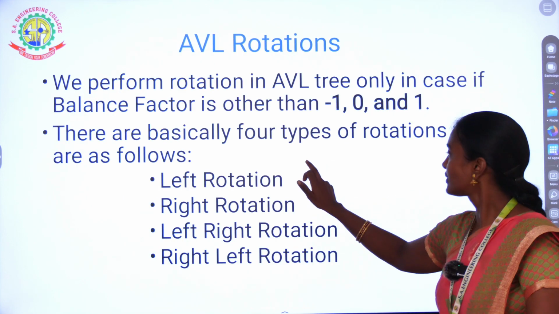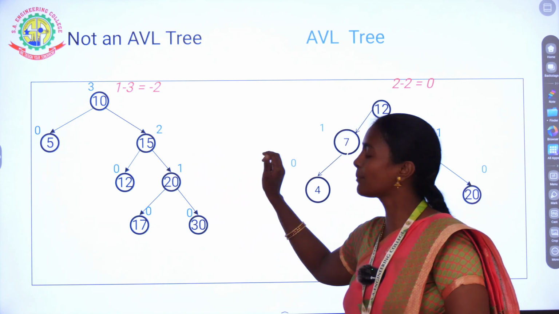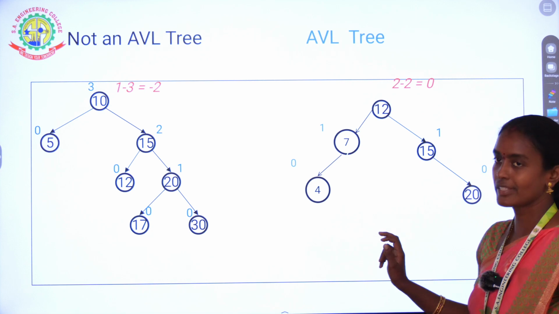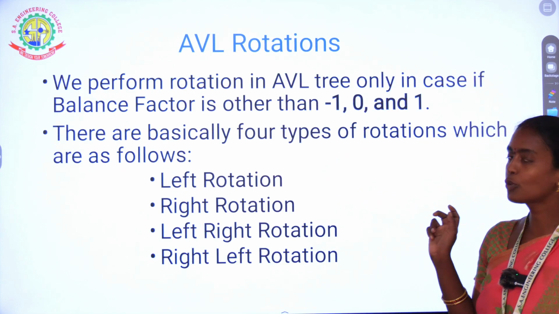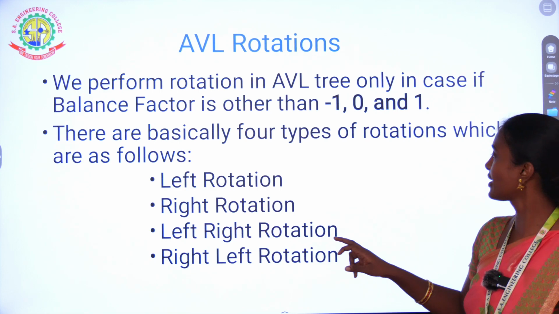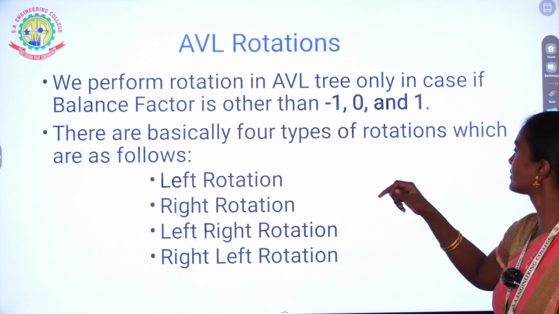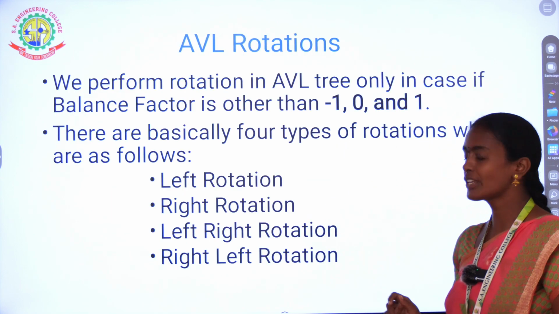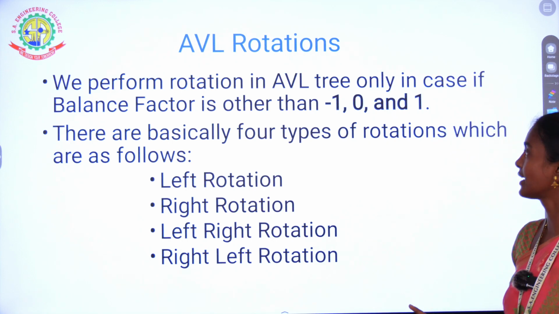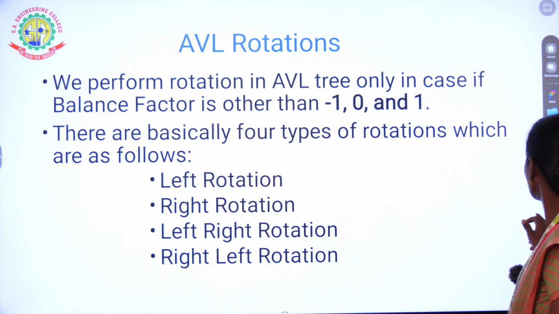Next, if the tree is not satisfying the balancing factor condition, we have to go for rotations. In an AVL tree, there are two main rotations, single rotation and double rotation. In single rotation, left and right rotations take place. Likewise, double rotation includes left right rotation and right left rotation. Now we are going to see the rotations one by one.